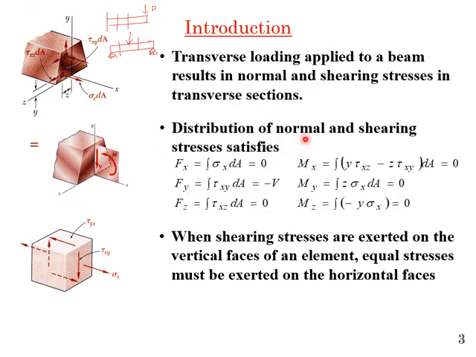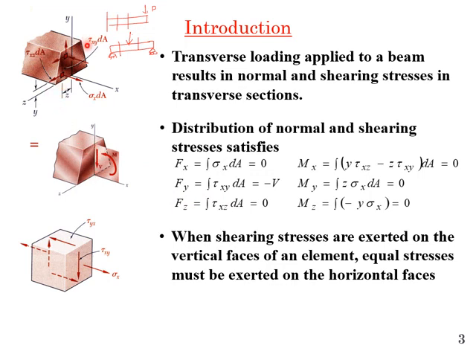Now, distribution of normal and shearing stress. Fx will be 0, because if you remember, the first moment of area for the whole cross section must be equal to 0. So this term will be 0. And we have Fy. Now in this case, when we have transverse load, we have tau xy shear stress. Why tau xy? Because the section is perpendicular to the x-axis and the force is in y direction.